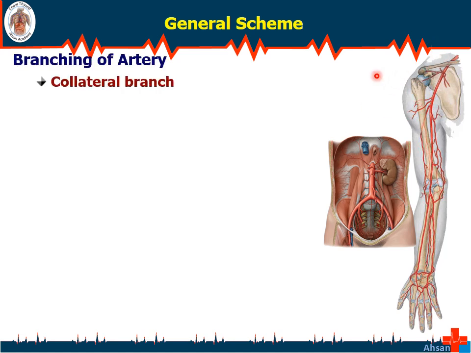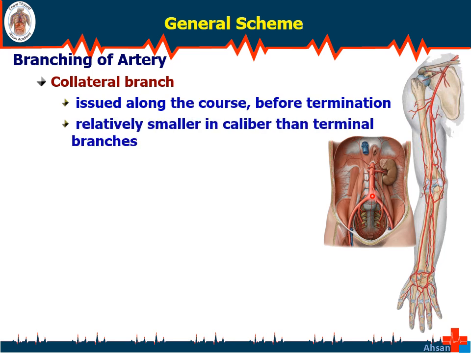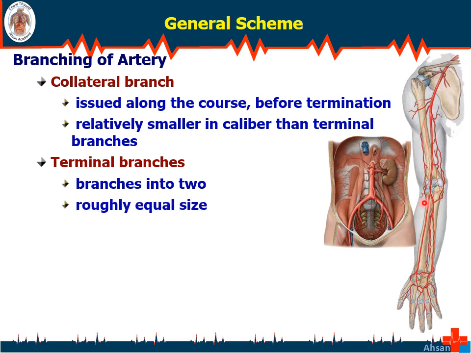The branching may be of two types. Collateral branching means that on the way the artery is giving branches. These are the collateral branches, the side branches. So this is the descending main artery, giving collateral branches, giving very small or larger arteries. And at the end the artery ceases and gives the terminal branches, usually two in number, and they are roughly equal in size, but not always. This one, you see, is smaller than this one.